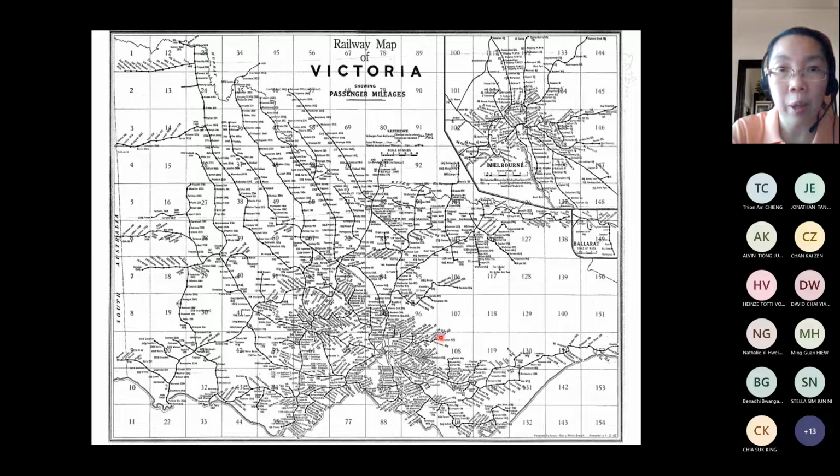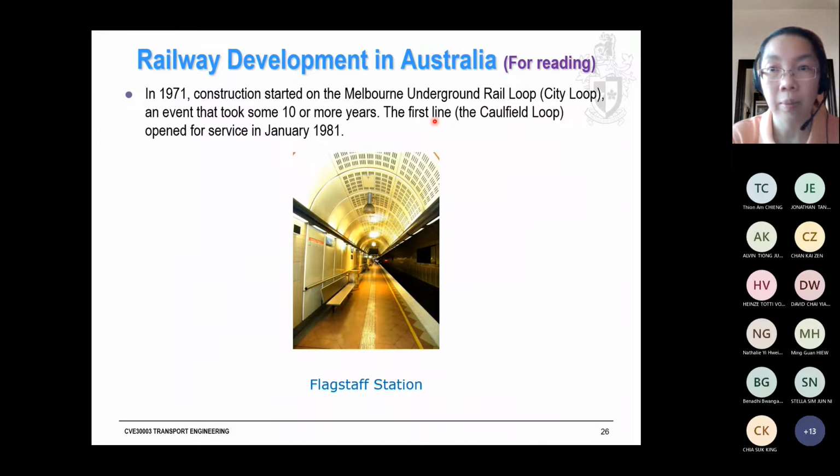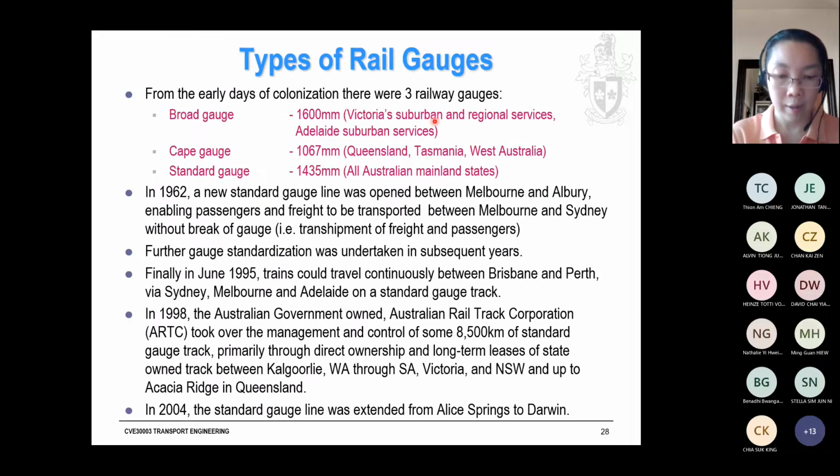So this is the railway map of Victoria for Melbourne in the Victorian state. So again, I think I'll just pass this off for you to read on. Okay. Are we good until this point?